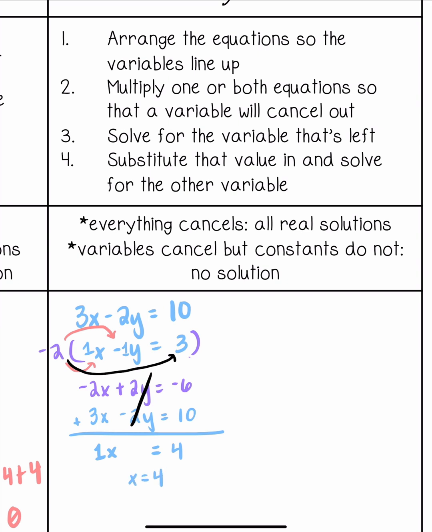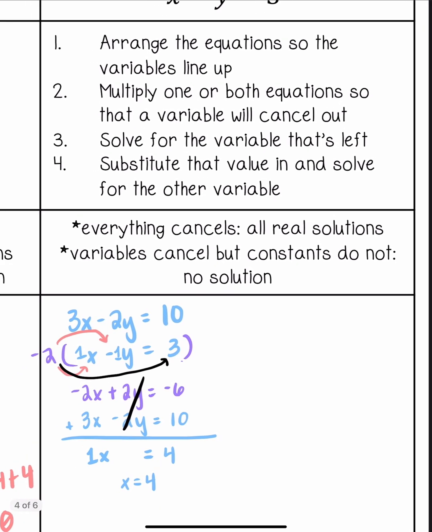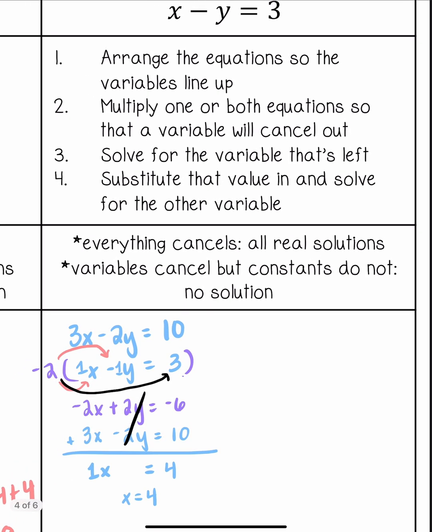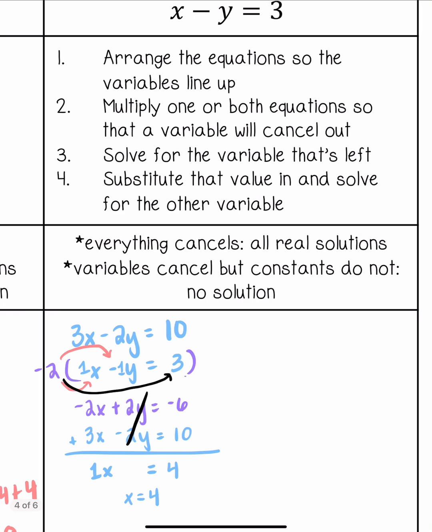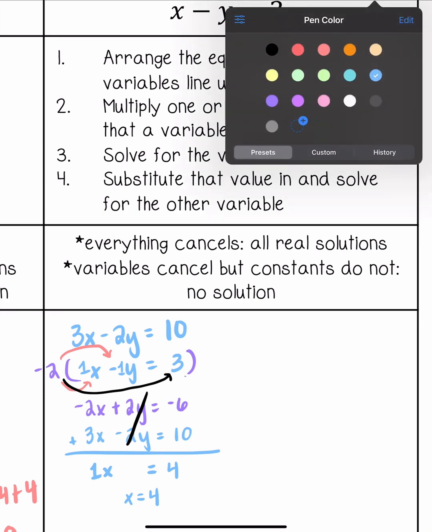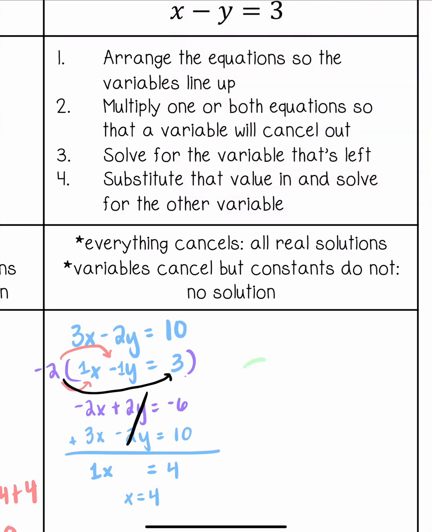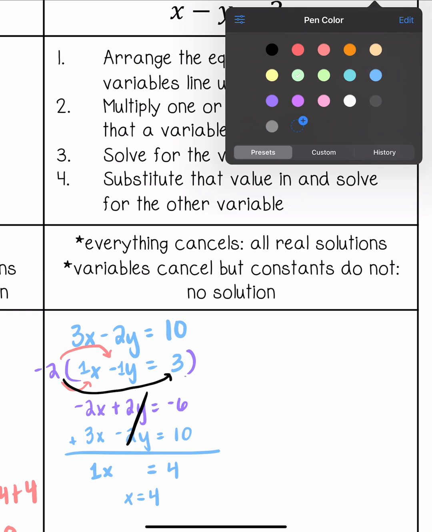So now that I know x is equal to 4, I can plug it back into one of the original equations to find the y. If that makes sense, we eliminated the variable to solve for a variable. That's why it's called elimination. So let's plug back in another value. It's kind of hard to see, so let me do a different color.